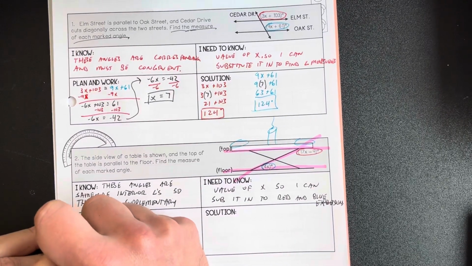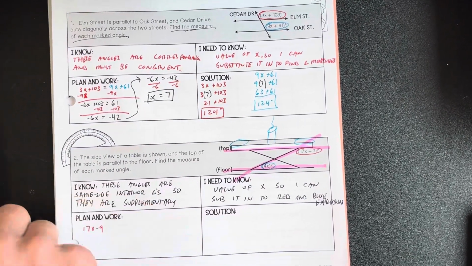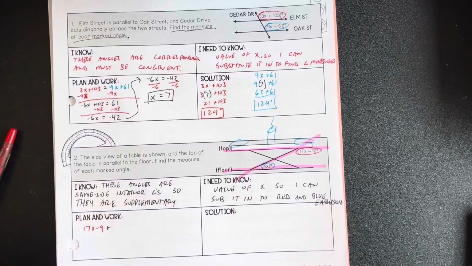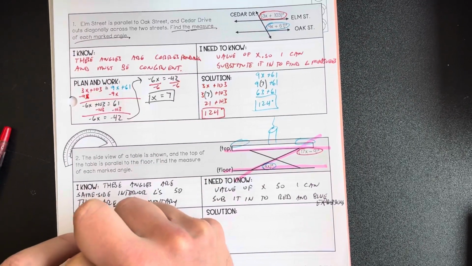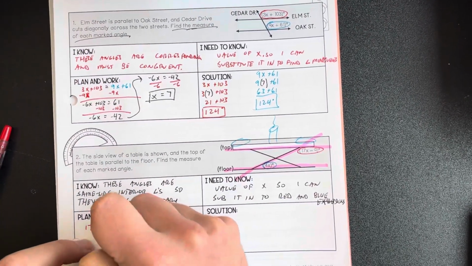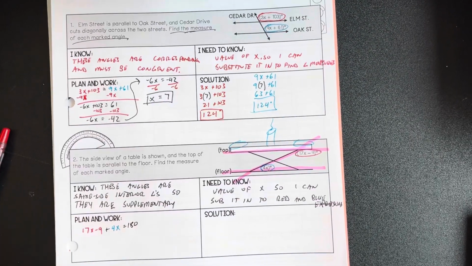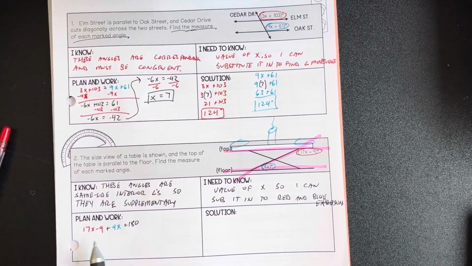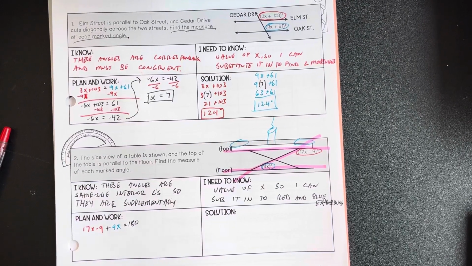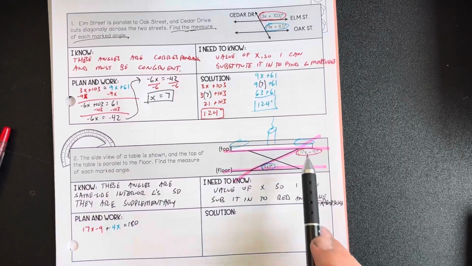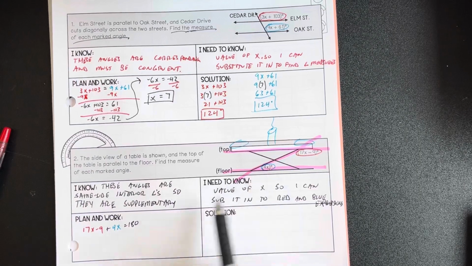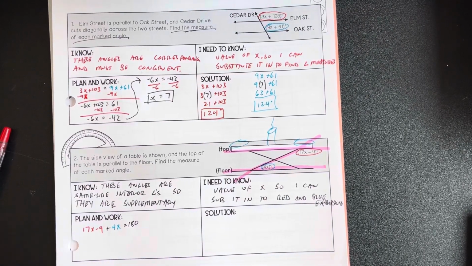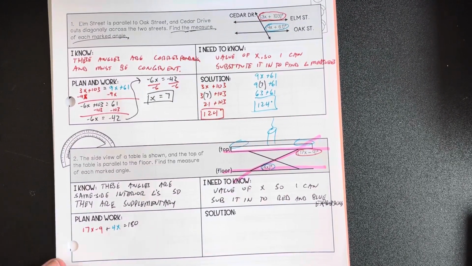So I'm going to say red stuff plus blue stuff equals 180. I still don't know the value of x. I still don't know the angle measure of red or of blue. That's what we're trying to figure out here. But what I do know is that if you take red stuff and add it to blue stuff, it definitely equals 180. Okay, let's solve.